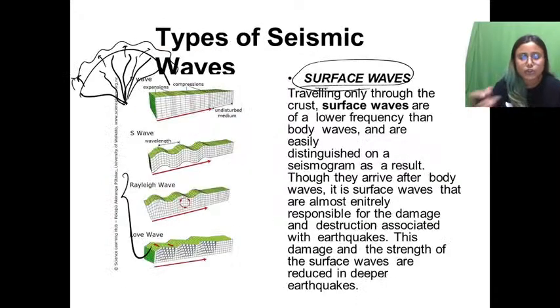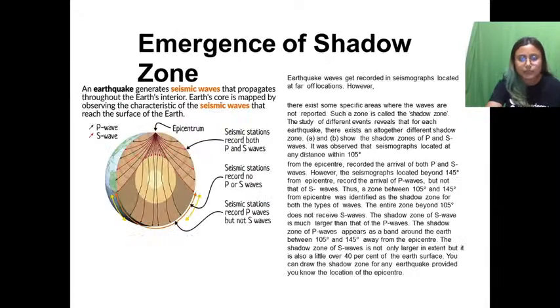So देखो, surface waves can also be divided into two types, Rayleigh and Love waves, but it is not in our syllabus, so we will not go much in depth. But again, surface waves can be divided into Rayleigh and Love waves. But moving on to a very important topic, that is shadow zone.